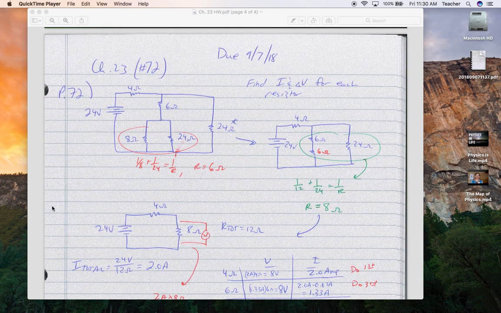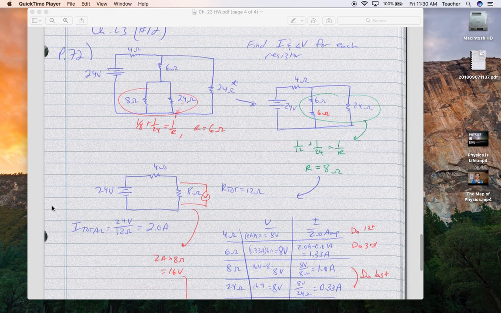Finally, with P72, find V and I for each resistor. I put an asterisk next to this 24 ohm resistor so we could tell it apart from this one. First thing, get total resistance and total current. You can see my arrows leading me down here. I'm going to get a total resistance of 12 ohms, total current of 2 amps. That happens to be what's going through the 4 ohm resistor.